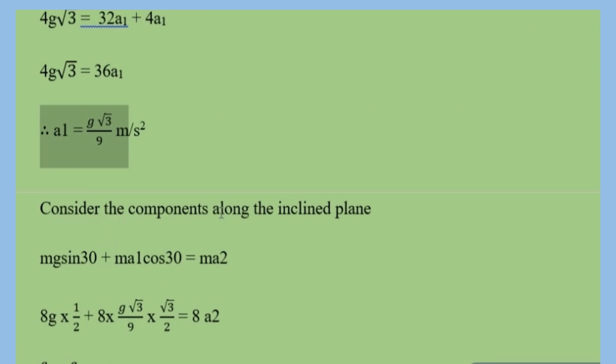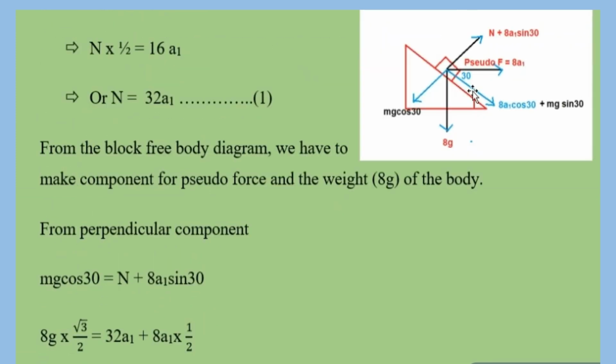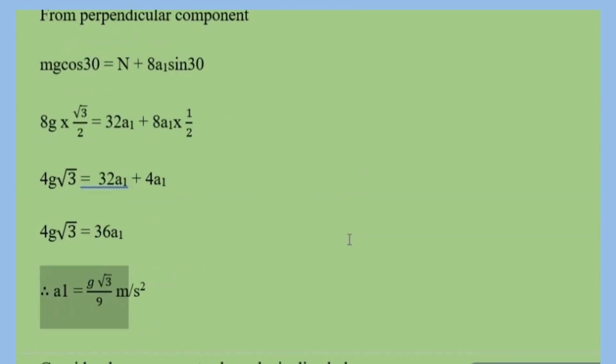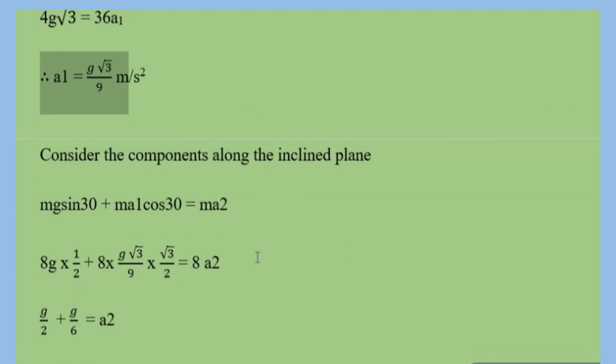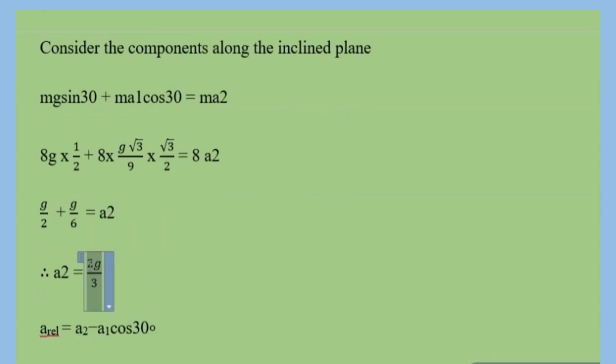Then we consider the components along the inclined plane, that is 8 a1 cos 30 plus mg sin 30. In that direction the net force is acting, so we can say that it is m a2. After substituting all these things, we have a2 is equal to g by 2 plus g by 6, which gives 2g by 3.